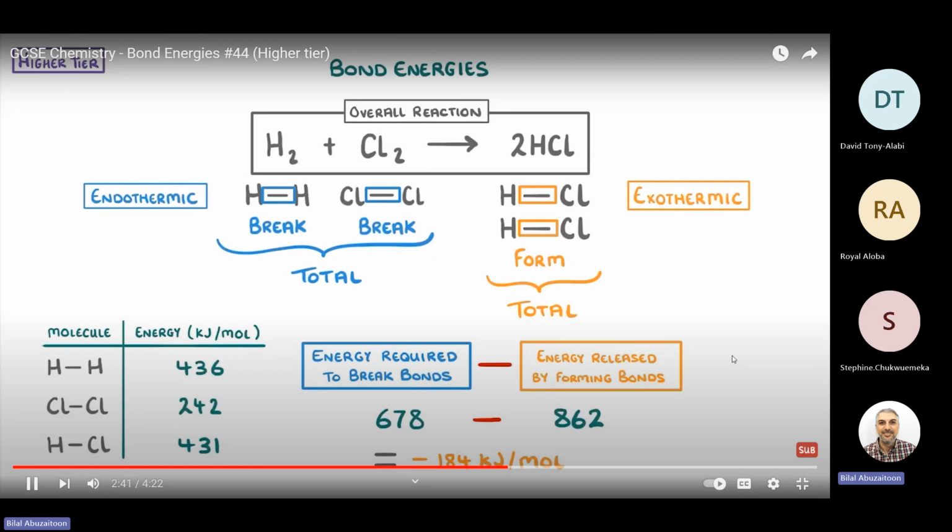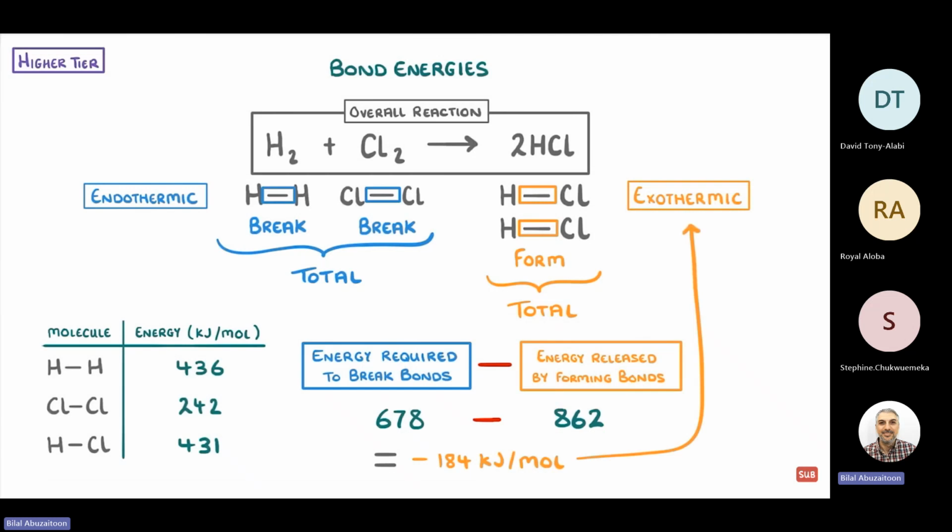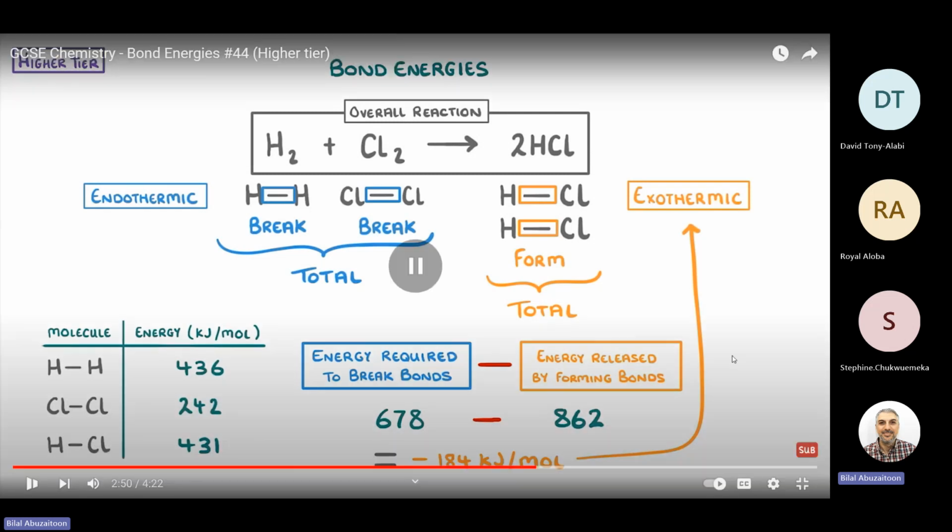If you get a negative value like this, it means the reaction must be exothermic, as the chemicals are losing 184 kilojoules of energy to their surroundings. Why is it per mole?